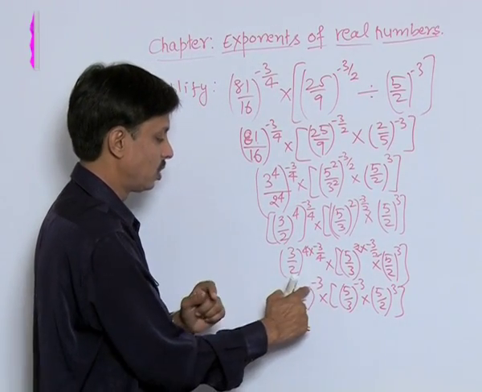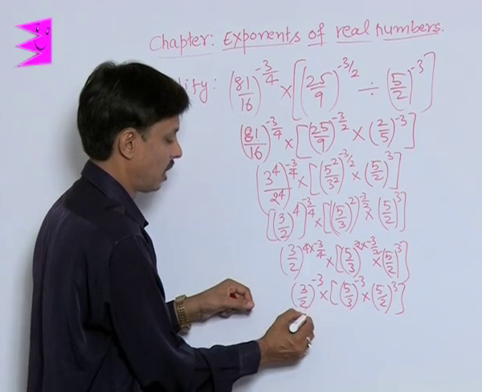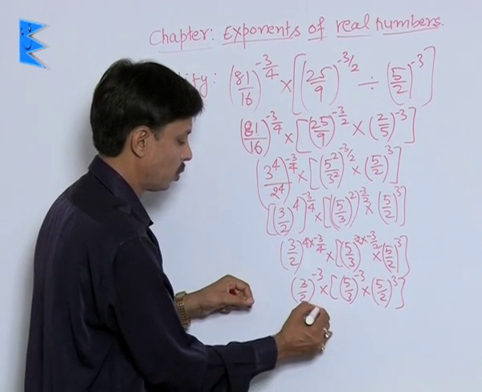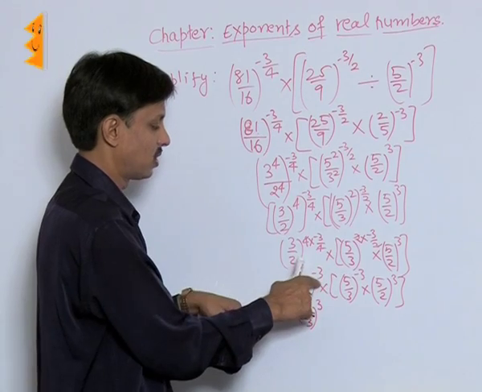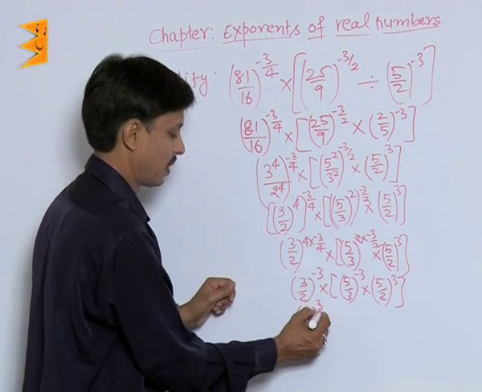Now if I change this negative, I will change it like this: (2 by 3) to the power 3, because the base is reversed, then the negative power becomes positive.